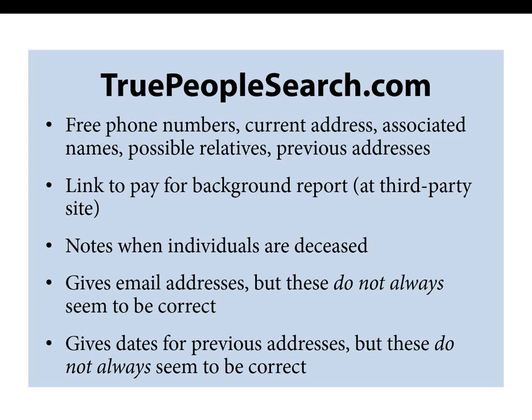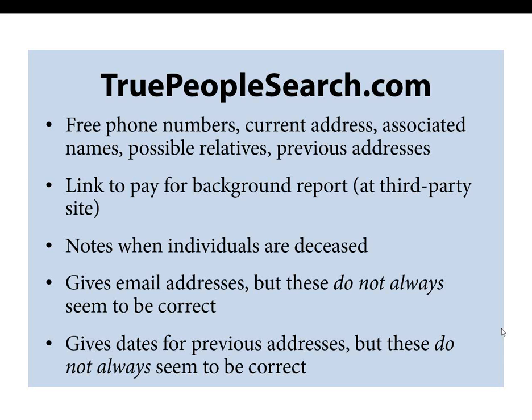True People Search, another one of these websites. This is a free phone number, current address, associated names, possible relatives, previous addresses type of profile that it creates for individuals. There's always a link to pay for a background report on True People Search, but that'll take you to a third-party website, just something to be aware of.